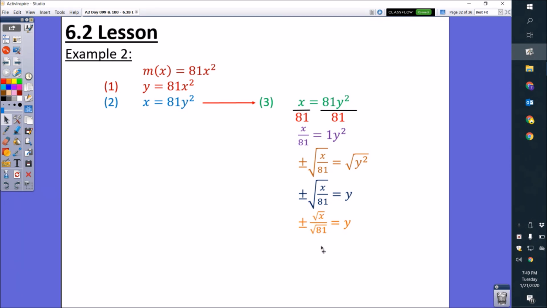Now the reason I did that is because if you look closely at the denominator, 81 is a perfect square number. So since 81 is a perfect square number, you can do the square root of it. So the square root of 81 is 9. So when I do that, it's going to look like this. So what I have is plus and minus square root of x over 9. So again, the square root of 81 is 9.